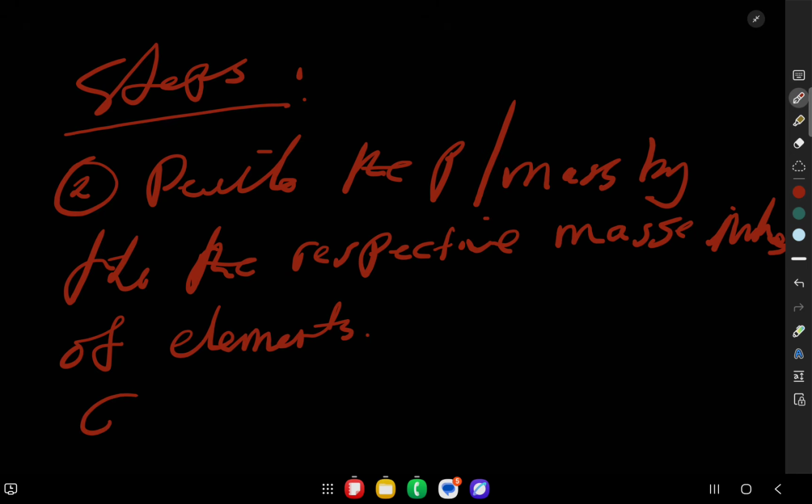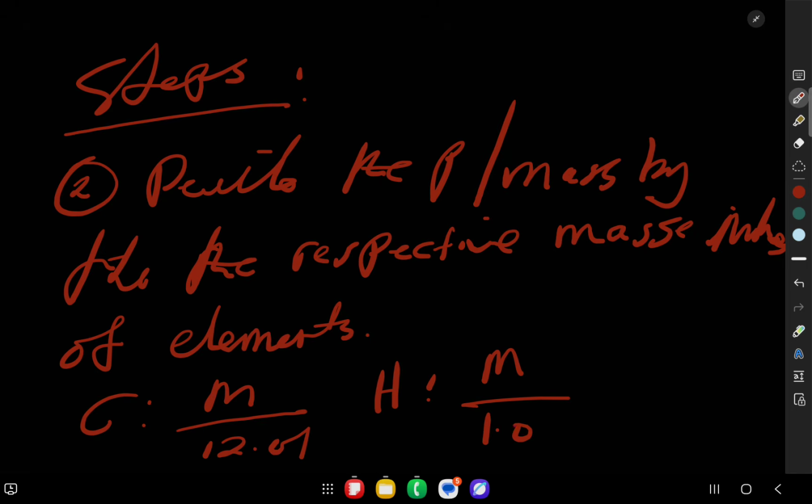For example, the way you did for carbon, that mass you divide by the molar mass of carbon, which is 12.01. If it is hydrogen, that percentage or that mass which you are given in the question, you divide it by its molar mass, which is 1.008. If you have oxygen, you divide that mass or percentage by its molar mass, which is 16.00.